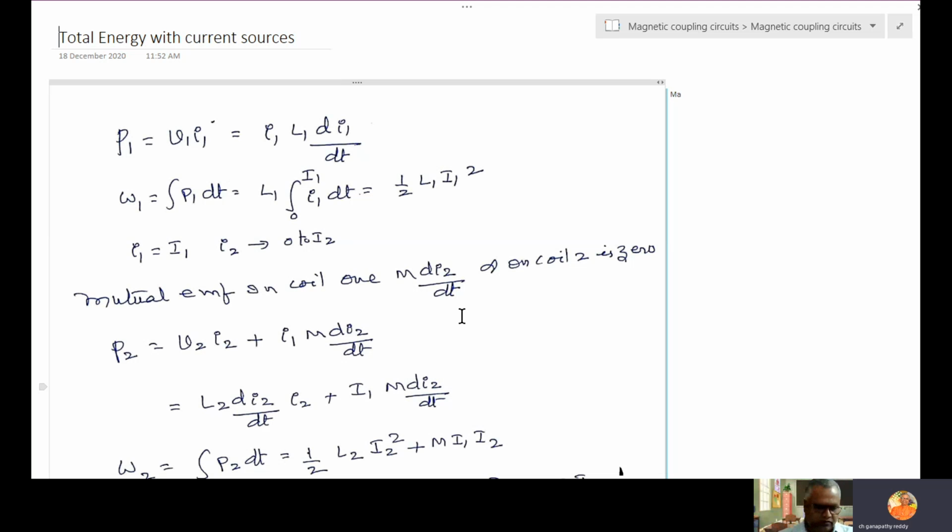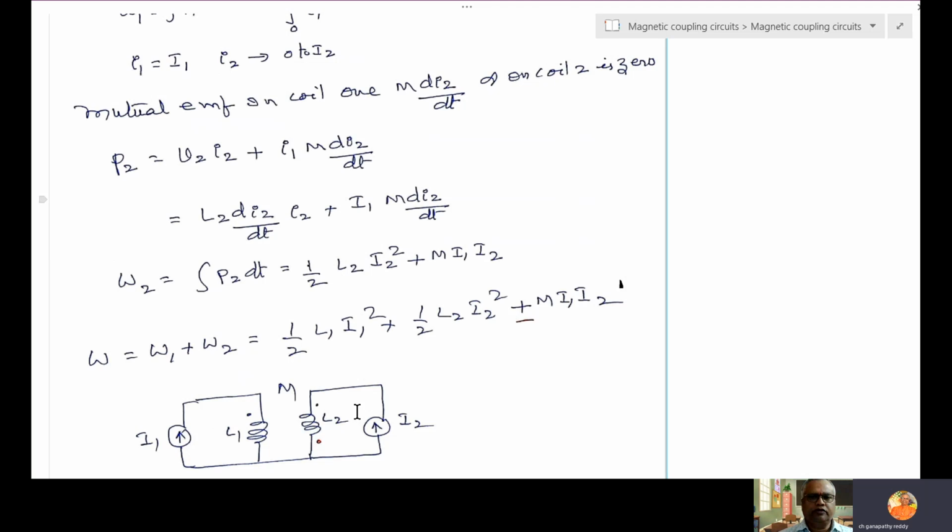Okay, today we'll solve some more problems. Continuation of the topic, magnetic coupling circuits. Last class also some problems were solved. Now let me continue with some more problems.